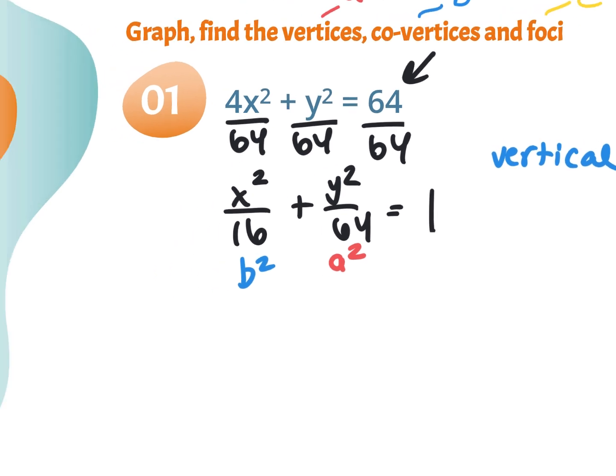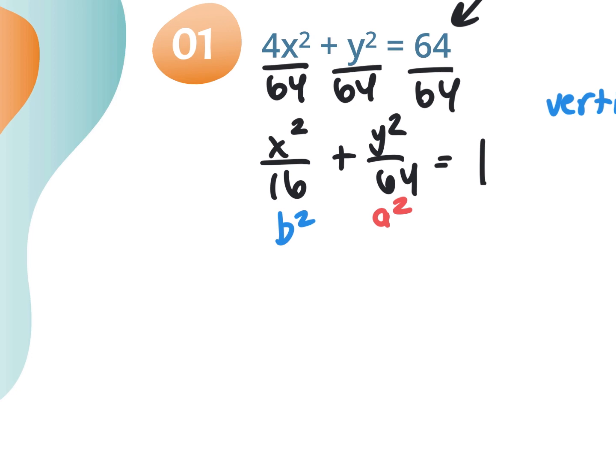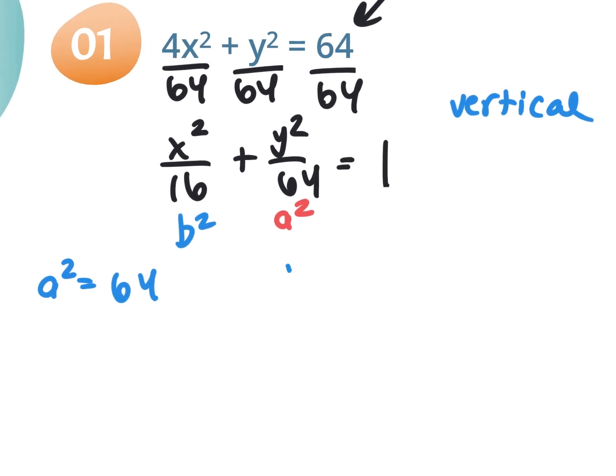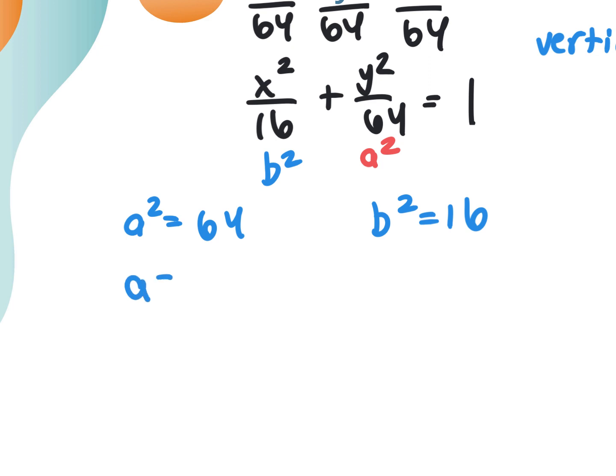So what I personally would do is say, okay, a squared equals 64, b squared equals 16. So what is the value of A? Plus or minus 8, good. What is the value of B? Plus or minus 4, okay? So what is that telling us? Remind yourself, if you need to, as we go through this.